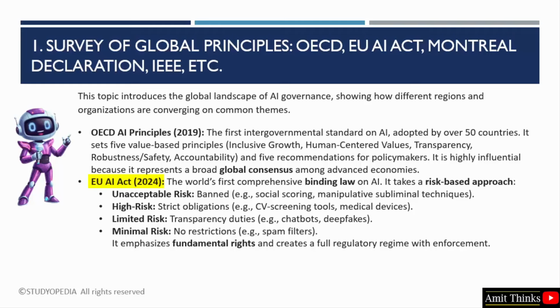The next one is EU AI Act, the first binding global AI law using a risk-based model. It includes unacceptable risk, that is banned. Next, high risk, that means strict rules. The next one is limited risk, that is transparency required, for example in chatbots, deepfakes, etc. The last one is minimal risk, no restrictions, for example spam filters. It centers on fundamental rights and enforces a full regulatory framework.